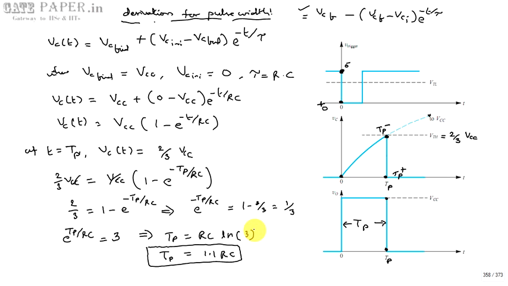By changing the R value, RC value, you can get the desired pulse width. So this is the derivation for the pulse width, and previously what we discussed was the operation of the monostable multivibrator using IC 555. Thank you.